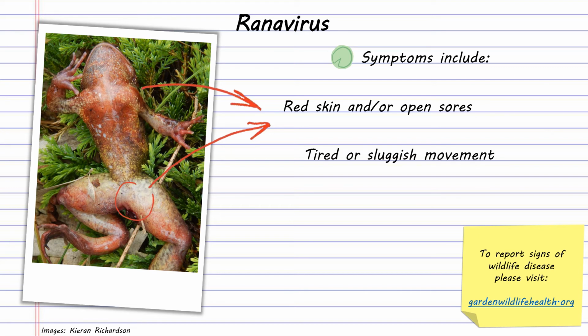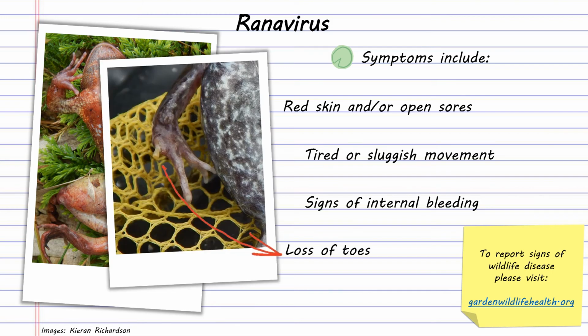Frogs who have Ranavirus may also appear tired or have sluggish behaviour as they move around. And they can also have signs of internal bleeding, either by blood coming out the mouth or through their rectum, which is known as their cloaca. It may also have a loss of digits or toes, as seen here in this image.